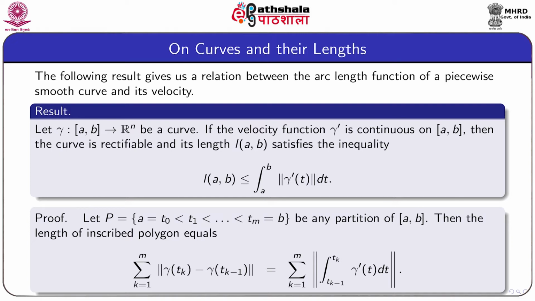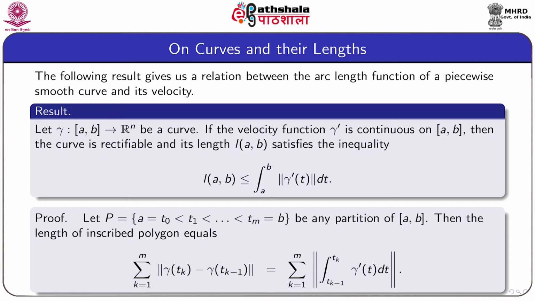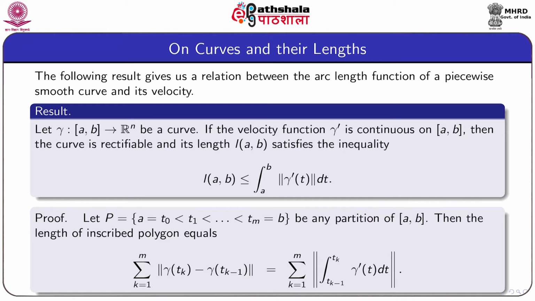Now let its length be denoted by L_ab. Then L_ab satisfies the inequality L_ab less than or equal to the integral from a to b of norm gamma dash(t) dt. Later we shall show that actually L_ab will be equal to this integral. Now we prove the result. Let P given by a = t0 < t1 < ... < tm = b be any partition of the interval [a,b].